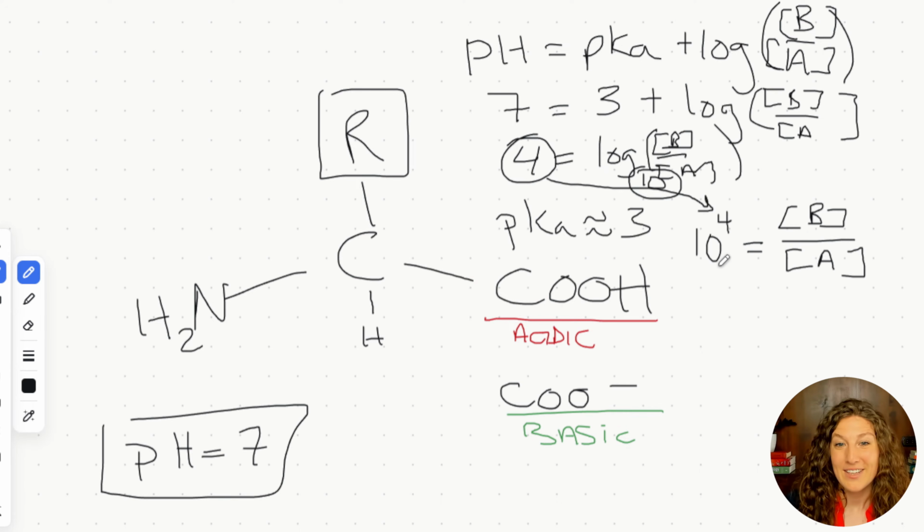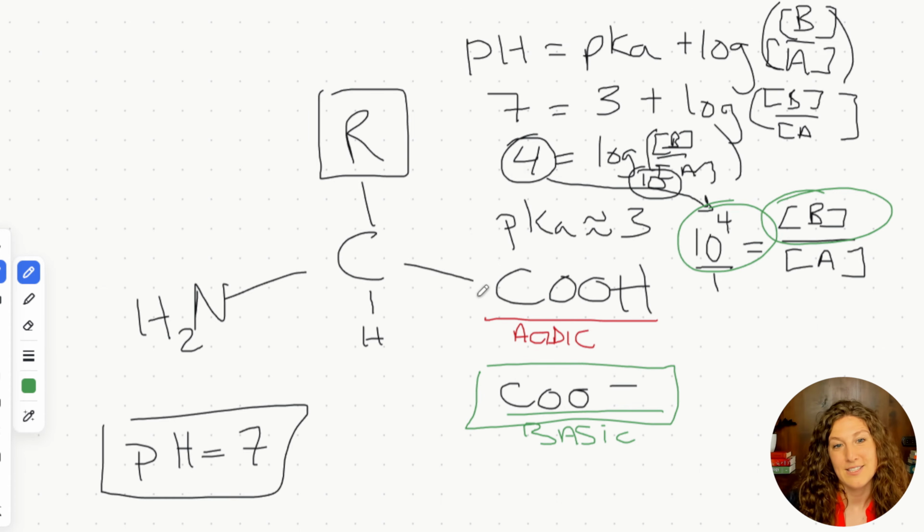Cool? So that means if we're creating a ratio, 10 to the 4 over 1, we are going to predominantly have the base form, 10,000 to 1. It's more likely that we're going to get the base form over the acid form when our pH is 7 for our carboxylic acid. Pretty cool, right? Let's go ahead and try that now with the amino group.